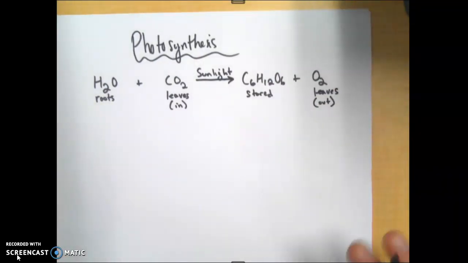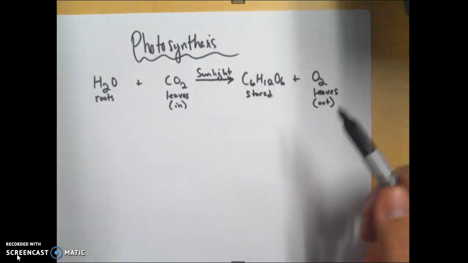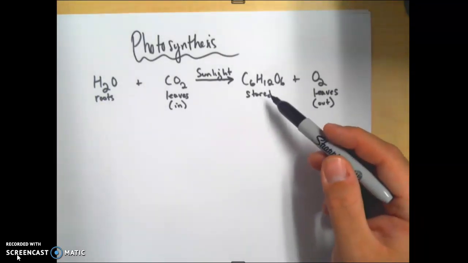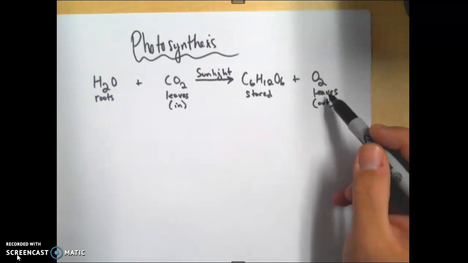Now, when you look at this, it looks pretty good. I know roots bring up water, leaves take in carbon dioxide, we store some glucose, and how we can see that is like if you cut open a tree and you see sap, that would be a good example. And then out from the leaves we get our oxygen.